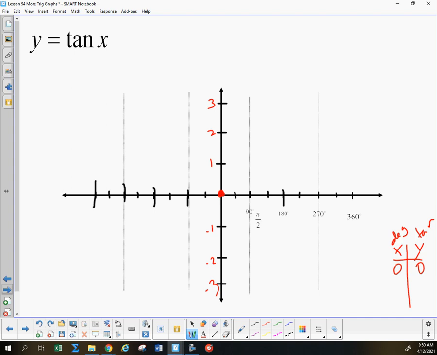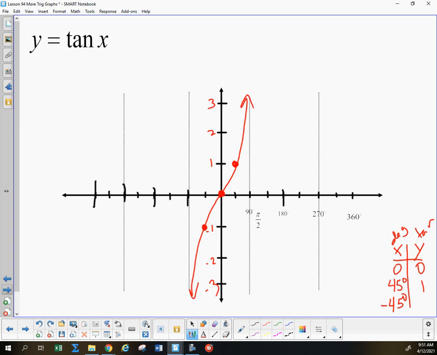Okay, if I go to 45 degrees, the tangent of 45 degrees is 1. So I can plot 45, comma 1. If I go to negative 45 degrees, the tangent in that fourth quadrant is negative 1. So I can plot negative 45 degrees, negative 1. That's probably enough to start seeing the pattern. It's got to be going down and getting closer to that asymptote, and going up and getting closer to that asymptote.